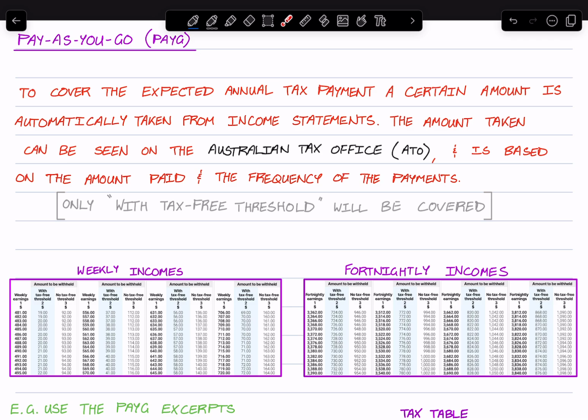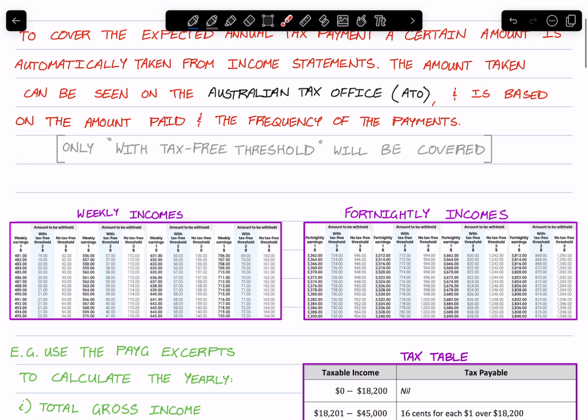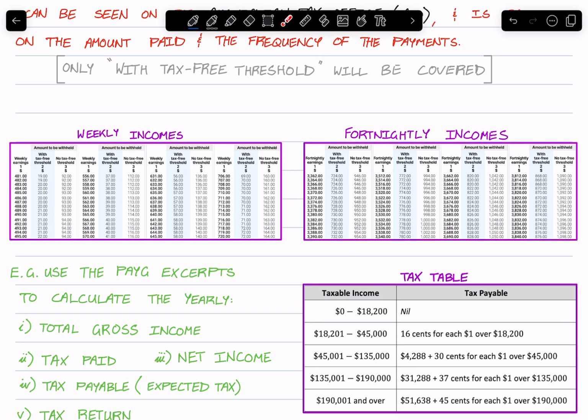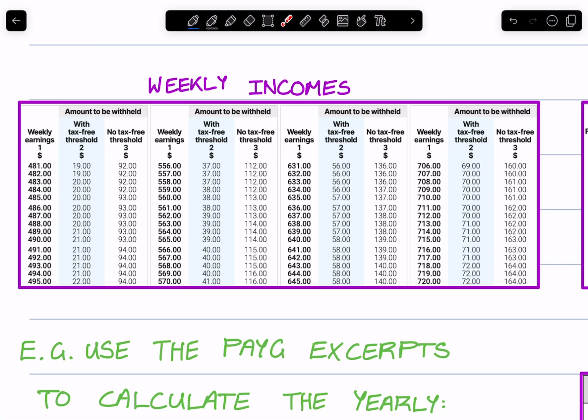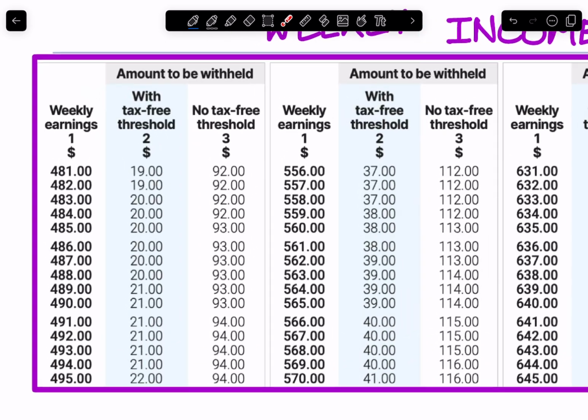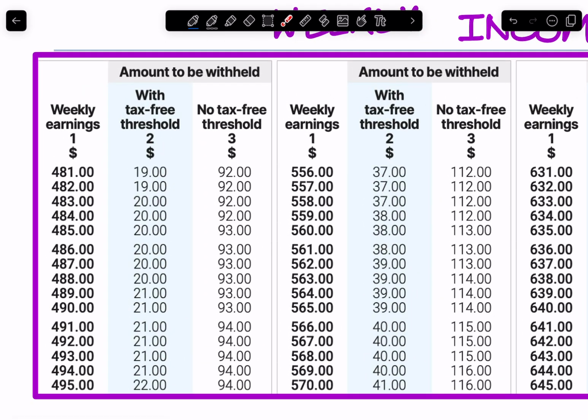To keep things a little bit simpler with our understanding for now, we will only be looking at the with tax-free threshold. So to really understand this further, I've taken two excerpts, one from weekly and the other from fortnightly incomes. And this comes straight from the ATO. It shows different weekly earnings and how much tax will automatically be taken out from these amounts. So you can see these in income statements.